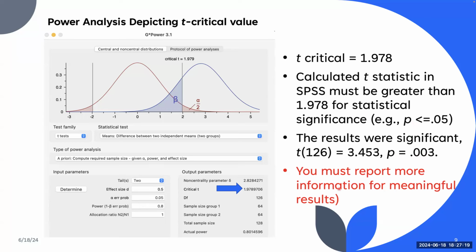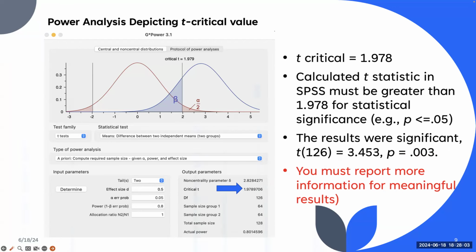And so you understand that, but that is not enough. You must report more information for your results to be meaningful. You never stop at P equals this, and that's the end of the story. If you read a journal article and they just say the results were significant or not significant, and they give you the p-value and they stop there, that's critical analysis and synthesis. That's a critique of that study. You really don't know a whole lot. You don't have all the information you need to make a well-informed decision about that article that you read. So what else must we provide?